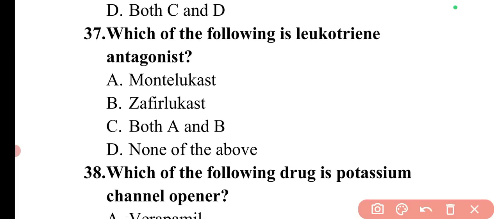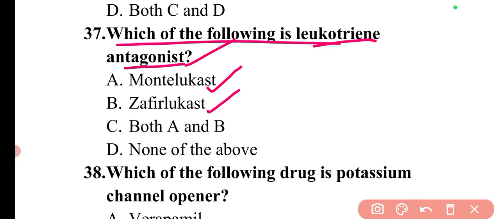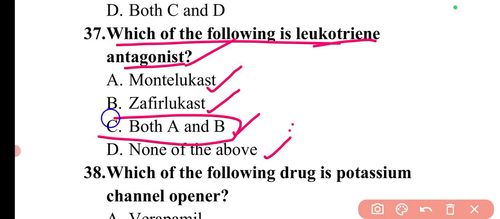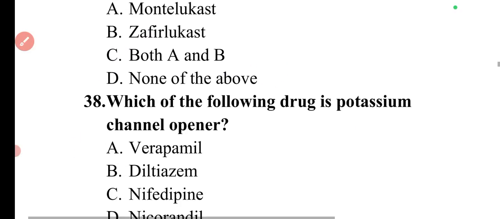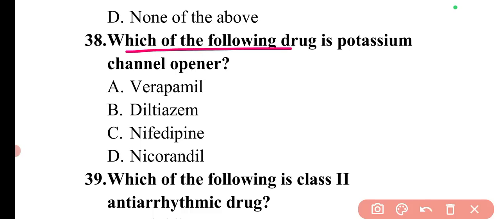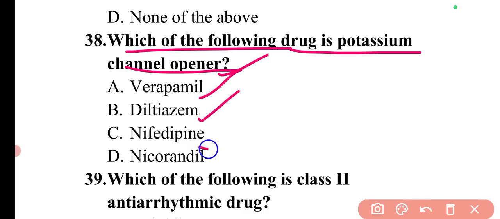Next question is, which of the following is leukotriene antagonist? Options are montelukast, zafirlukast, both A and B, or none of the above. The correct answer is option number C, both A and B. Next question is, which of the following drug is potassium channel opener? Options are verapamil, diltiazem, nifedipine, nicorandil. The correct answer is option number D, nicorandil.